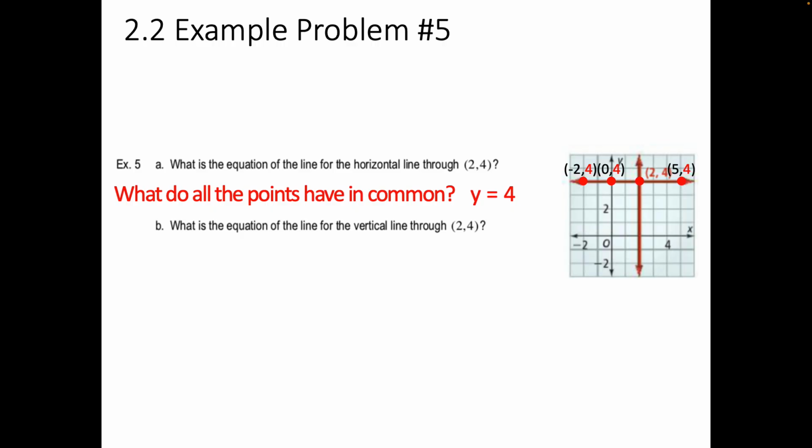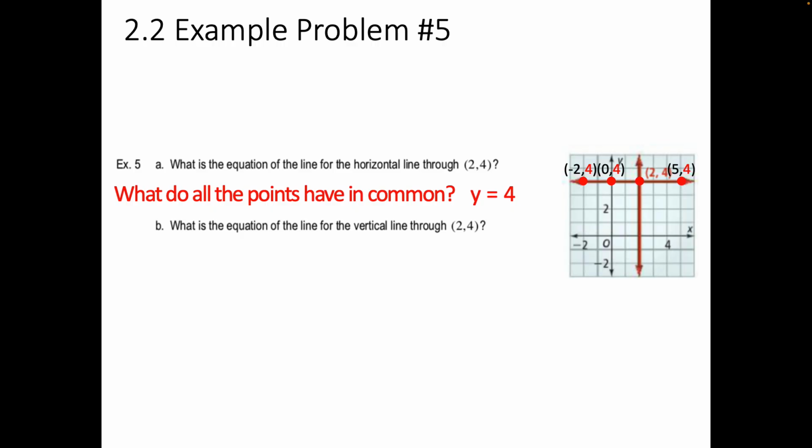What is x? It doesn't matter. x can be anything you want, but y is always equal to 4. Any horizontal line is going to be y equals something. In this case, it's 4.